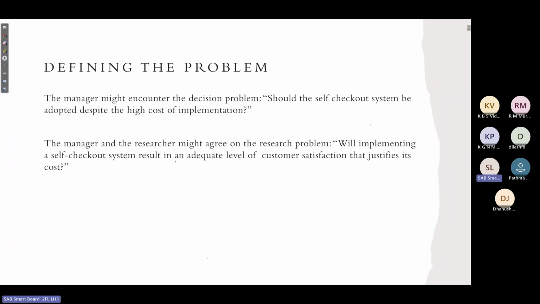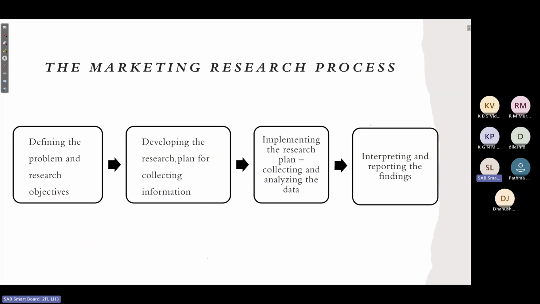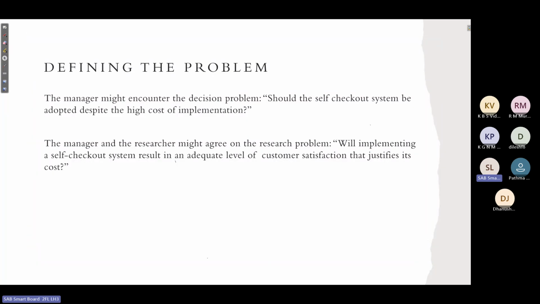Right. So now we are going to discuss the first step of this marketing research process, that is defining the problem and research objectives, right? Based on that video, I am going to explain this defining problem part and the research objectives. That video was all about introducing a self-checkout system at kiosks. Have you seen that? Have you used it or have you seen?